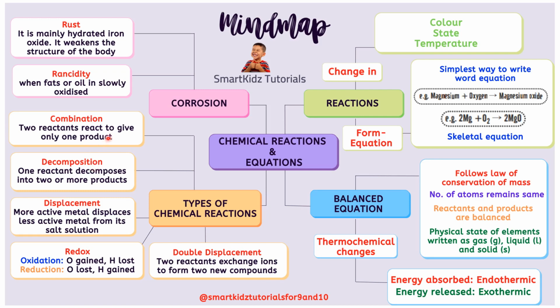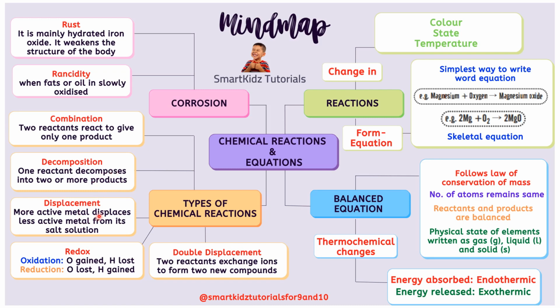Decomposition is the exact opposite of combination, wherein you have one reactant and that reactant can split into two or more products. Okay, that is called decomposition. Decomposition is like disintegration. Okay, one thing is split into two or more, like that. Then in decomposition, you may have certain other categories as well.